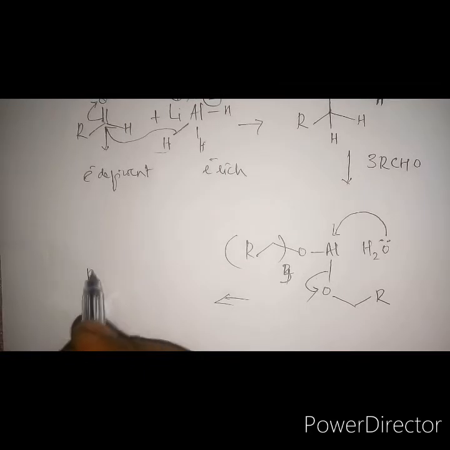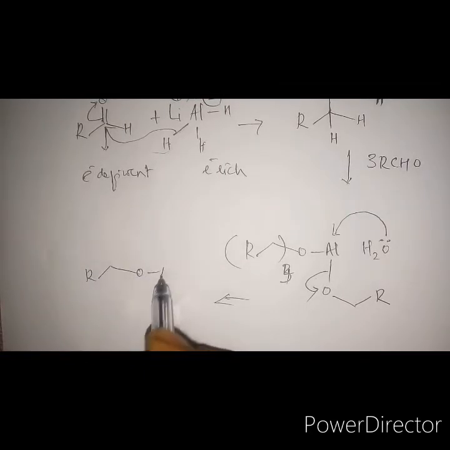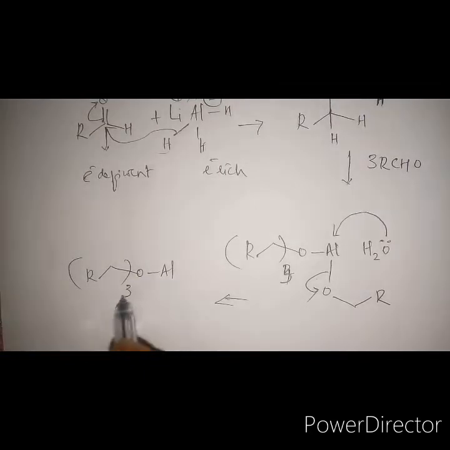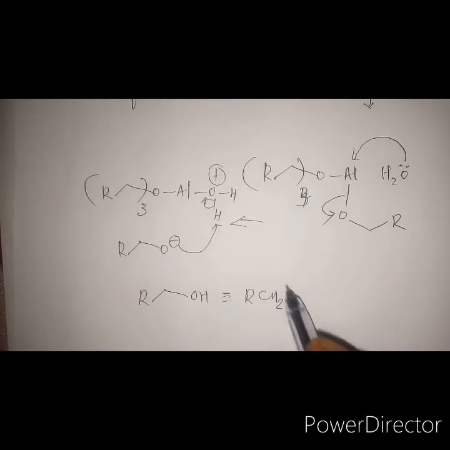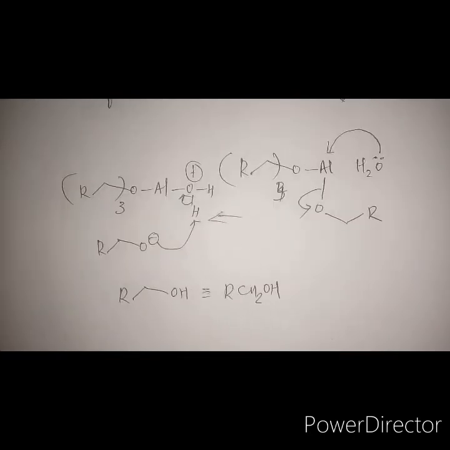So you will get R O aluminum. So here it is 3. This group will be detached from the substrate molecule. O minus, we have OH2 plus. Now this minus will take up the H, neutralizing the positive charge. So you will get R OH, which is equivalent to R CH2 OH.